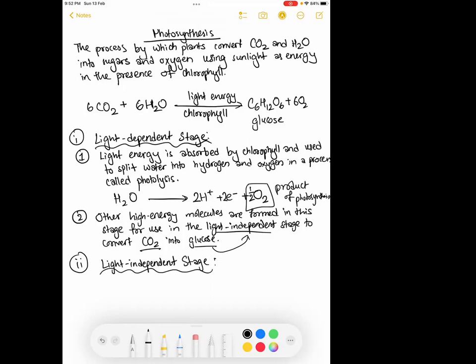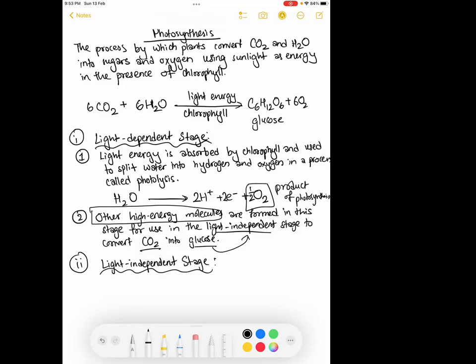Okay, so what happens in the light independent stage? The chemical energy that is stored during the light reaction, so these high energy molecules, that's where the chemical energy of the light is stored temporarily. These molecules will be used in a series of reactions to convert carbon dioxide into glucose.